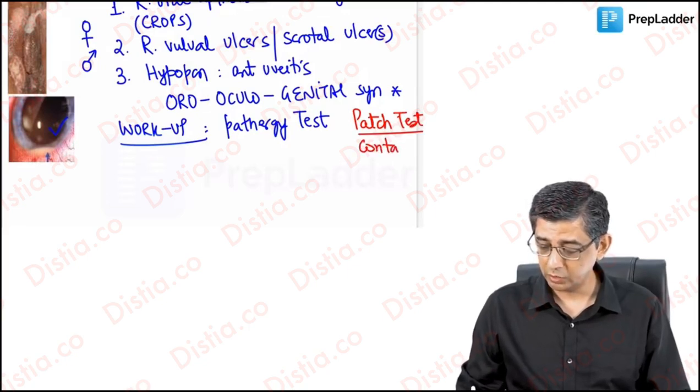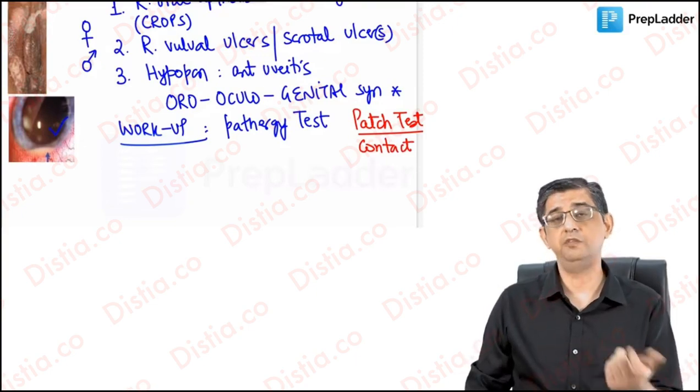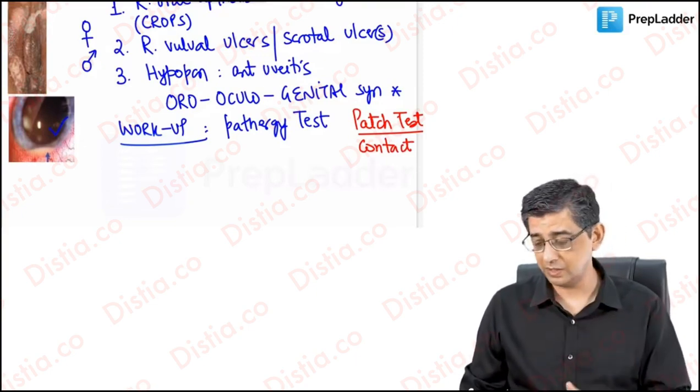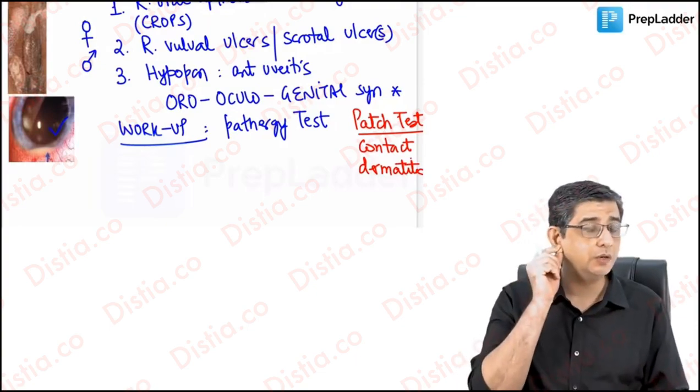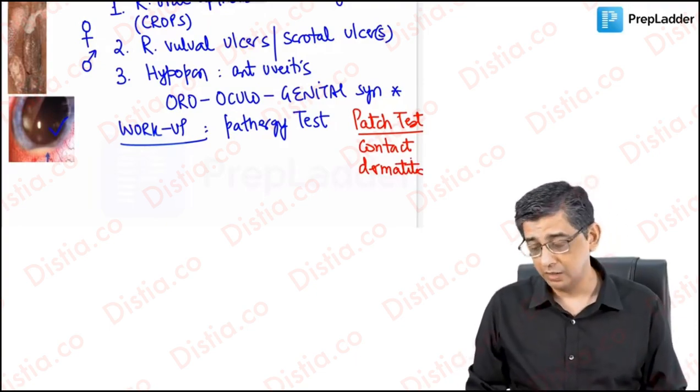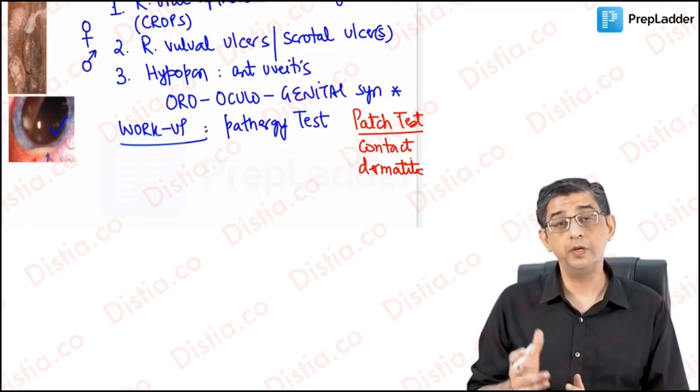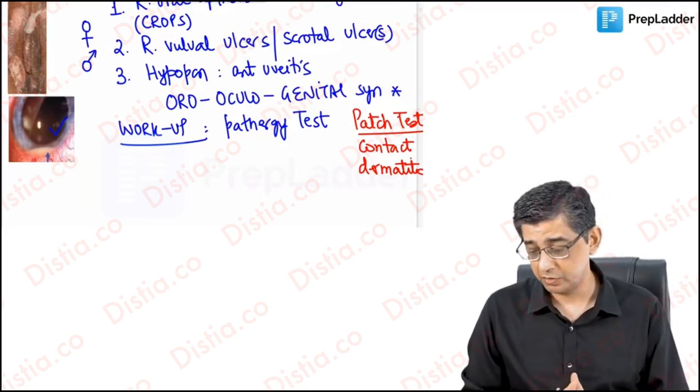Like if they give you a scenario of a young female, she purchased some artificial jewelry like earrings and nose pin, etc. And then after putting on this artificial jewelry, she started having redness and itching and a weeping lesion on the earlobe, and she's scratching it a lot. That is contact dermatitis. This could be due to nickel present in the artificial jewelry.